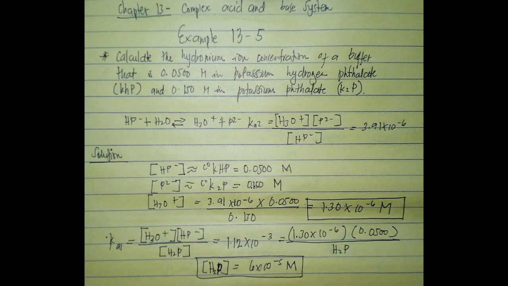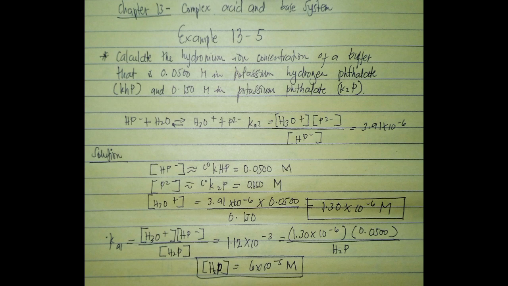So therefore, the solution for the buffer: we have here the 0.0500 molar. In the second one, for P with the exponent of 2 negative, we get the 0.150 molar. So therefore, we multiply and divide by 0.150. So the result is 1.30 times 10 raised to negative 6.